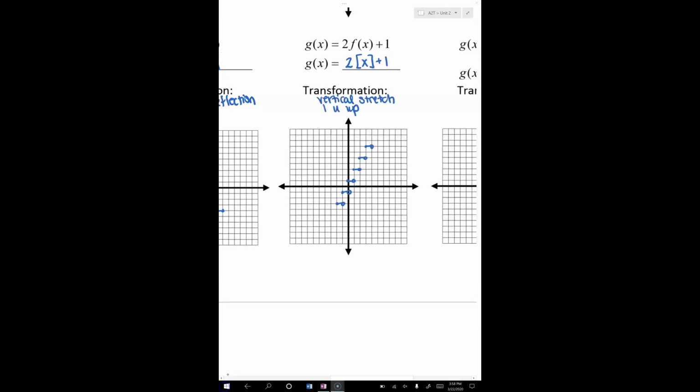Okay, how'd we do? So since there's a 2 on the outside, that means we are stretching the steps by 2 units, and everything shifts up 1. So instead of starting at 0, 0, we now start at 0, 1. How'd you do? Let me know.